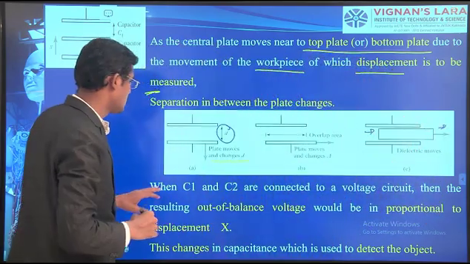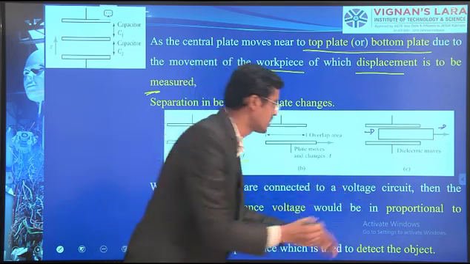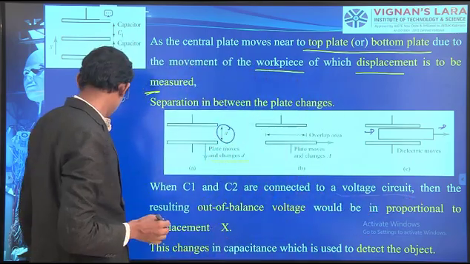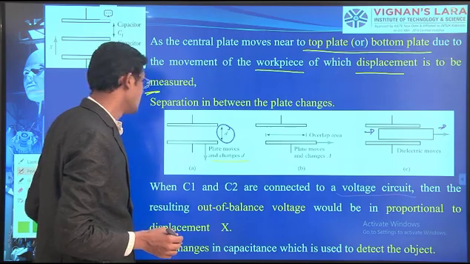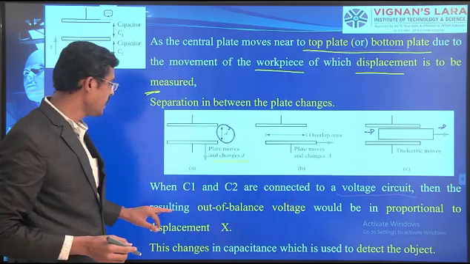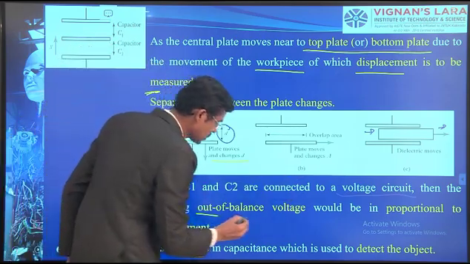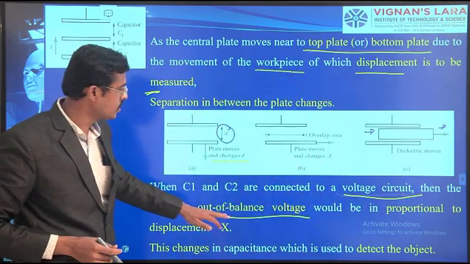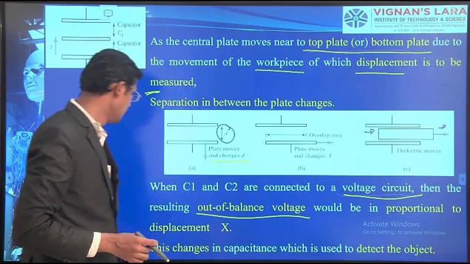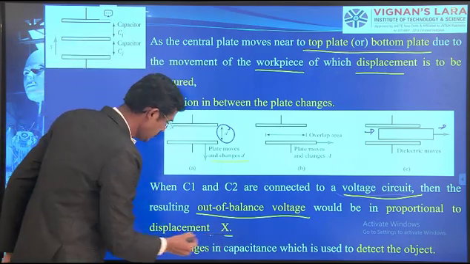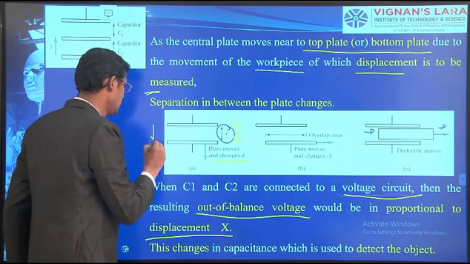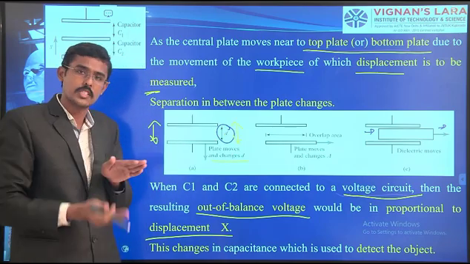Right? When C1 and C2 are connected to the voltage circuit, I am repeating, the voltage circuit is connected and calibrated, then the resulting out of balance voltage would be proportional to the displacement. Proportional to which one? This one. Proportional to this displacement, how much it differs.